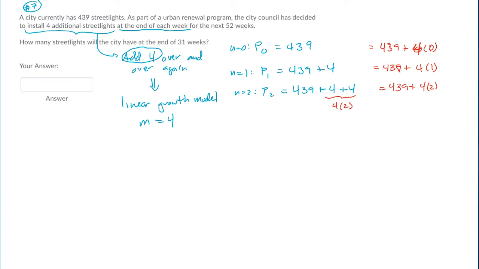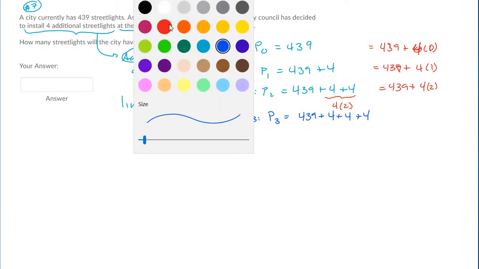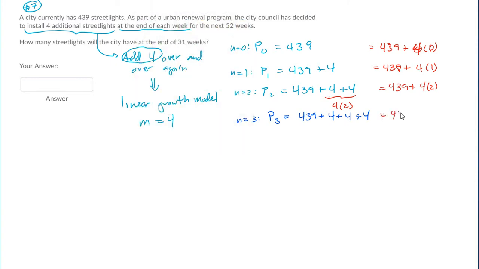And then could we keep going? What about when n is 3? What's going to happen when n is 3? When n is 3, street lights at time 3 is going to be what? 439 plus, this is my previous amount, the amount at time 2. I'm going to add another 4 lights, right? Can I write that using my equation? Sure, that's 439 plus how many copies? 3 copies, right?